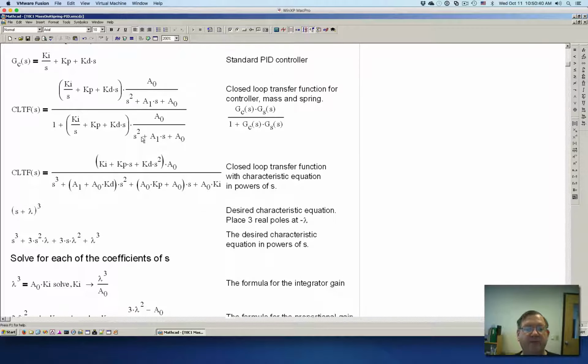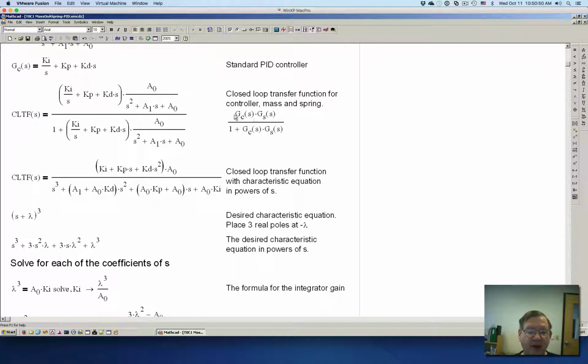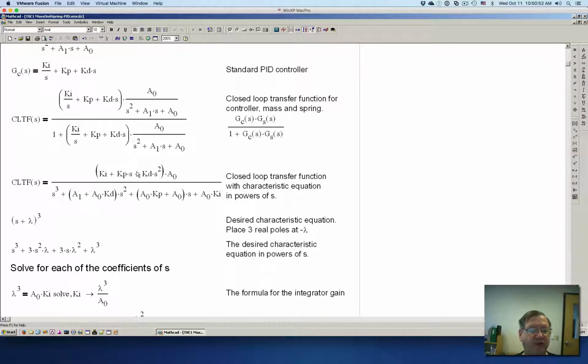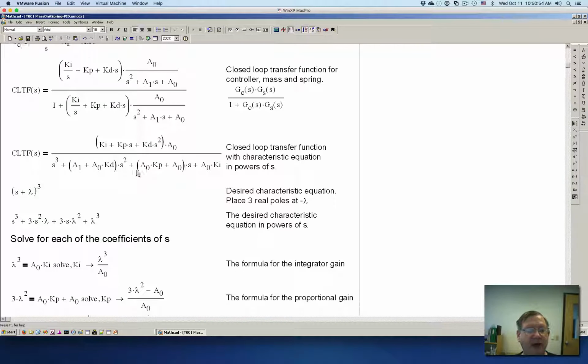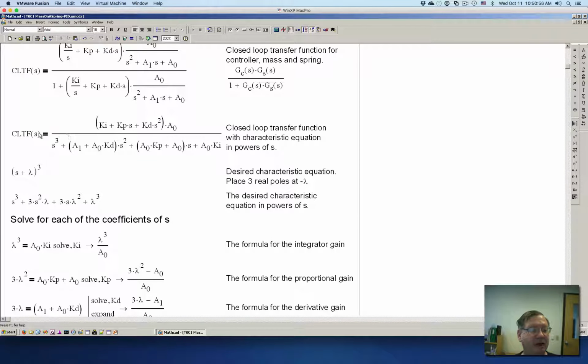The closed loop formula is this. So I've got the controller and the system. This is the mass on the spring, I'm calling that the system. And this is the general formula. If I do the substitutions and simplify, I get this as my closed loop transfer function. Now, notice that there's a gain for each power of s, and that's necessary to place all the 3 poles.